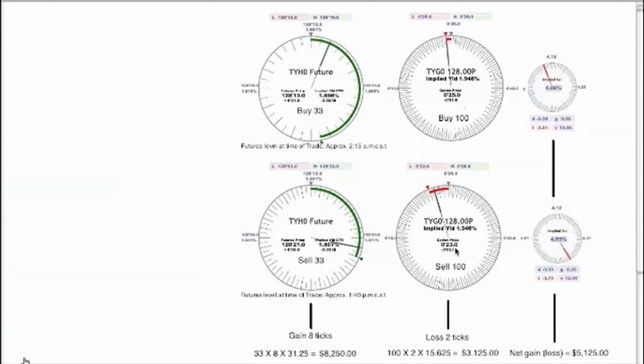I sell out the 33 that I bought at a price of 128.21. So I've got an 8-tick gain on my futures on 33 contracts. That's $8,250. My loss on the option trade on just 2 ticks comes out to $3,125. Net gain $5,125.